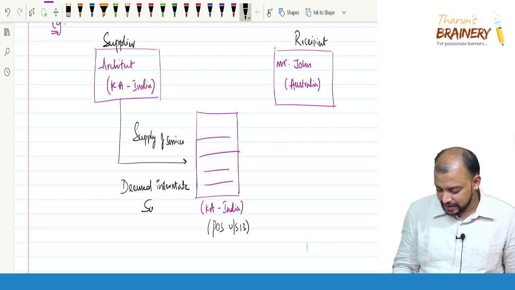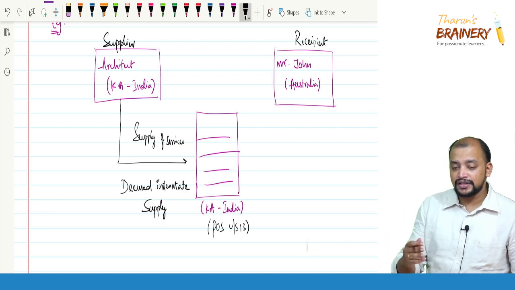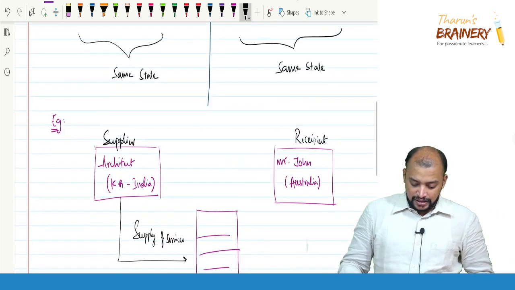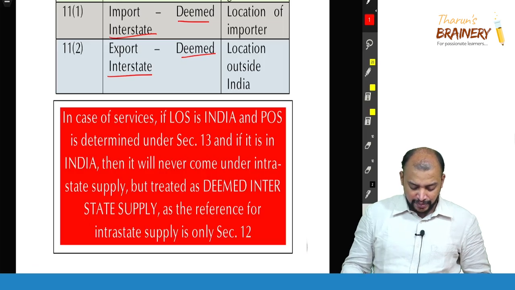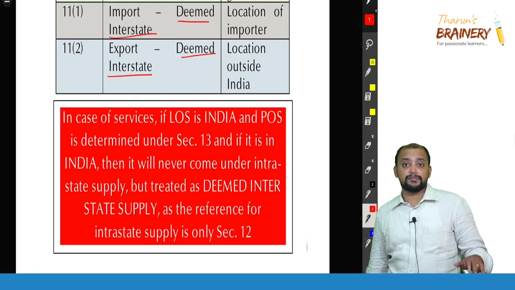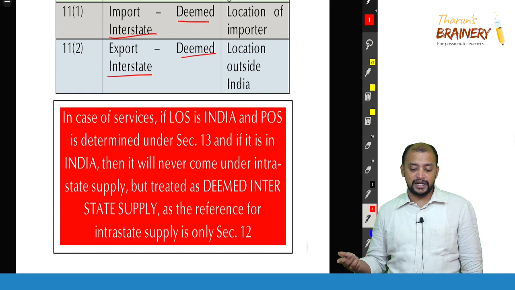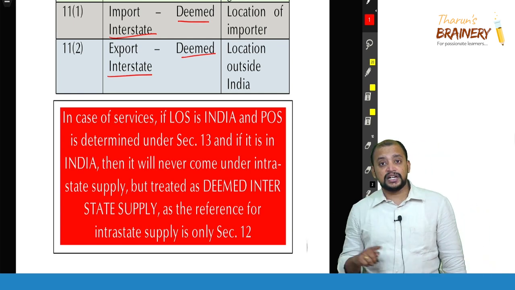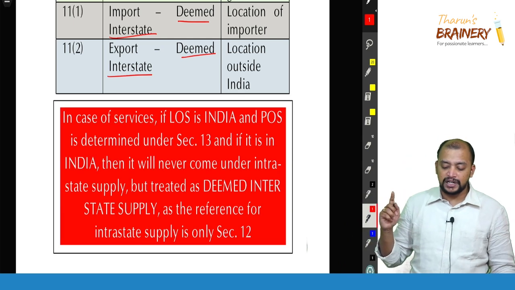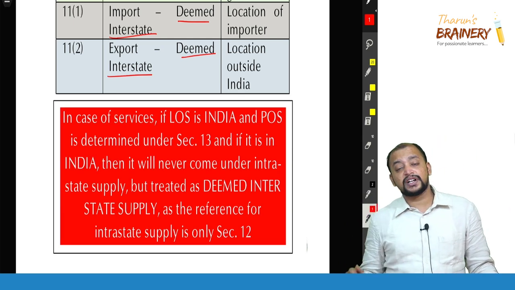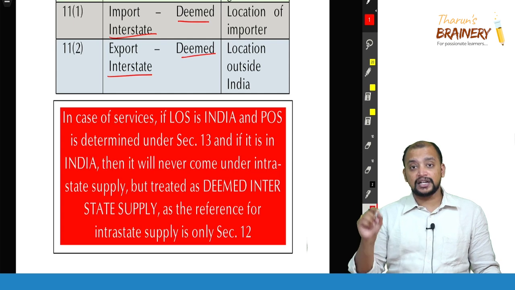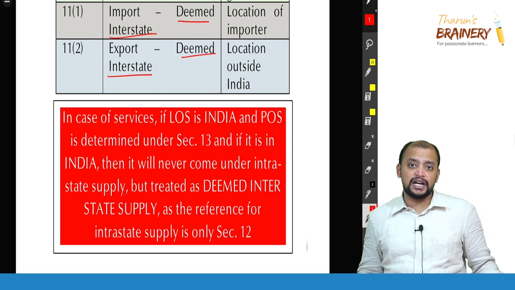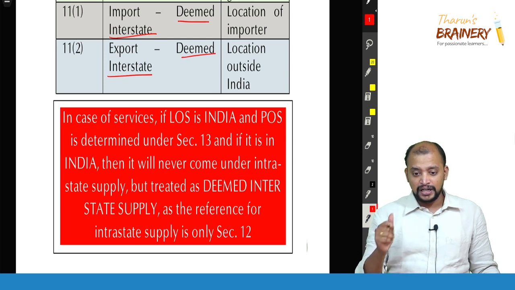Okay. Deemed interstate supply. This is what I was referring to. This is the information. In case of service, if the location of supplier is in India and the place of supply is determined under section 13, and if it is in India, then it will never come under intrastate supply but is treated as deemed interstate supply, as the reference for intrastate supply is only section 12. So only if section 12 applies for place of supply will it become intra, otherwise it will not. Okay, understood?